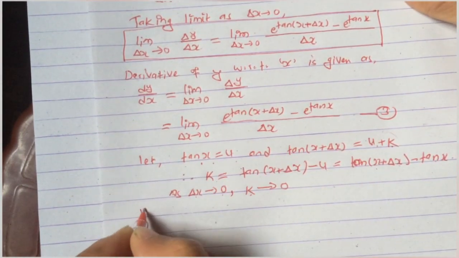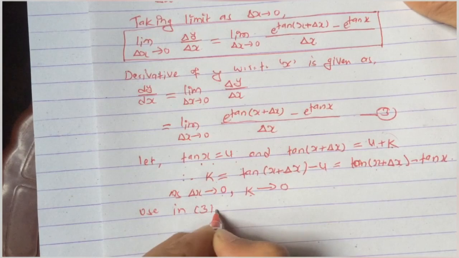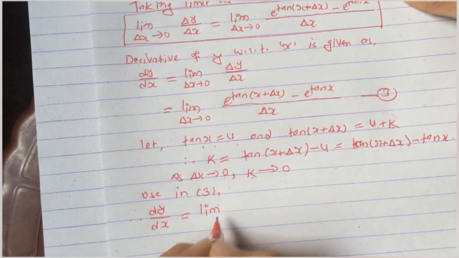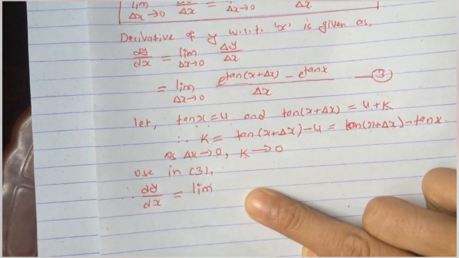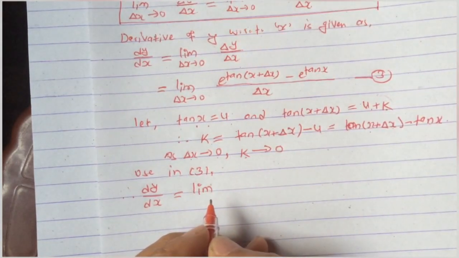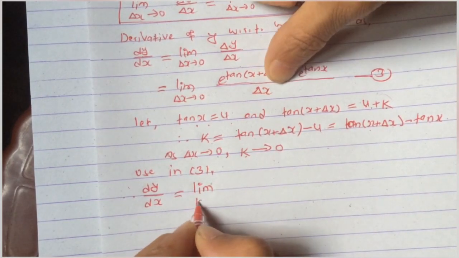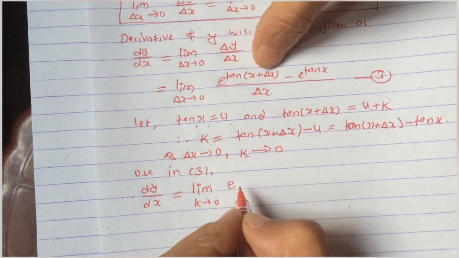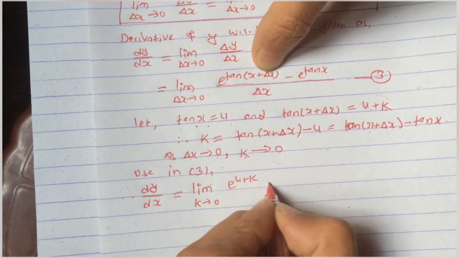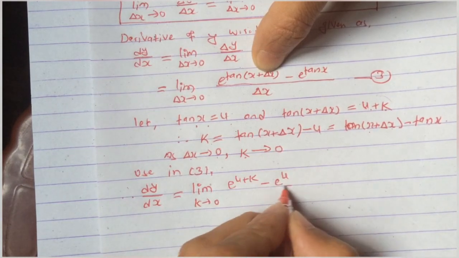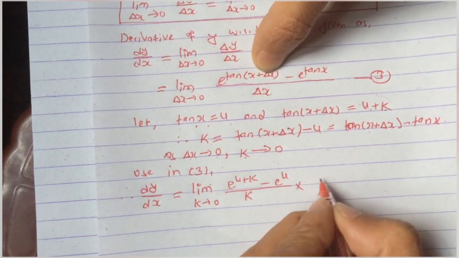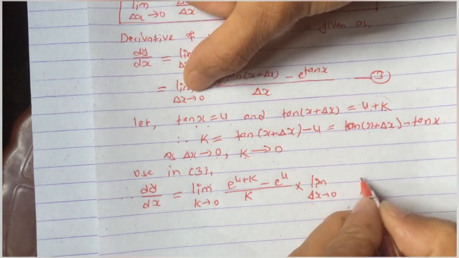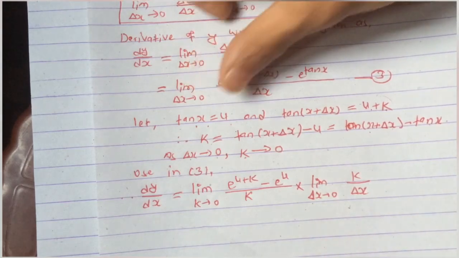Now let's insert all of these values in equation 3. Then you get dy by dx equals limit k tends to 0 of (e^(u plus k) minus e^u) divided by k, times limit del x tends to 0 of k divided by del x.